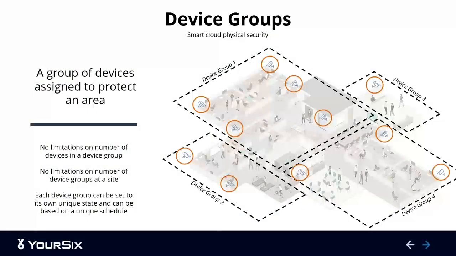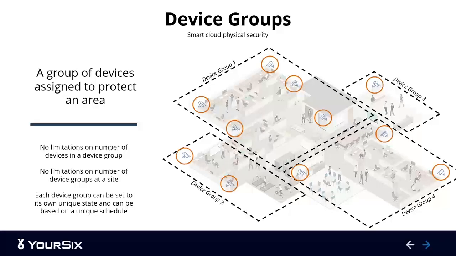In this video we're going to discuss device groups, what they are, why they are important, their alert states, and their relevance in video monitoring scenarios. So let's start by defining what a device group is. A device group is a set of devices that are grouped together.